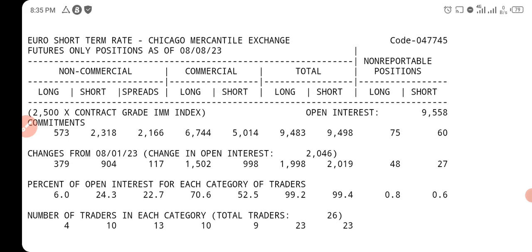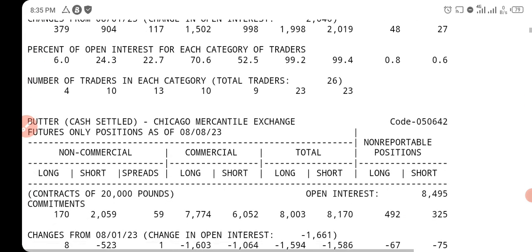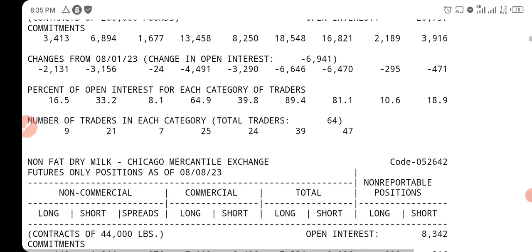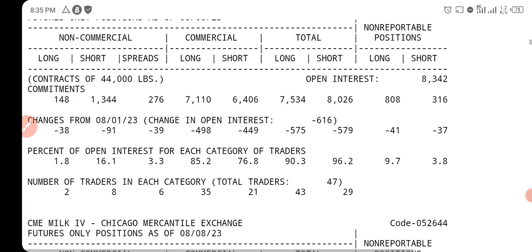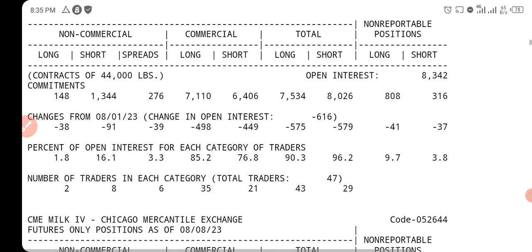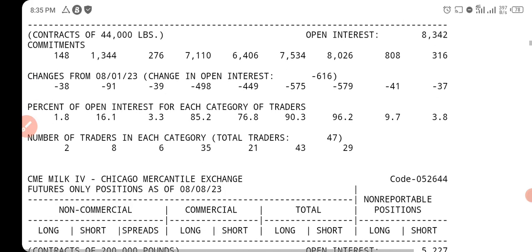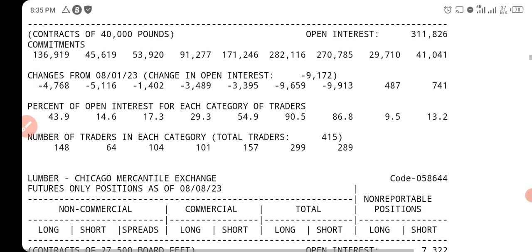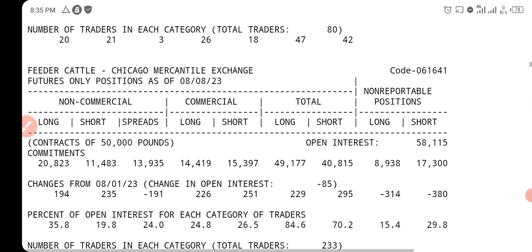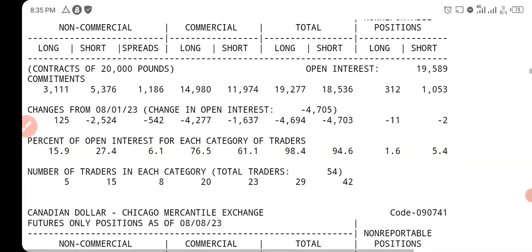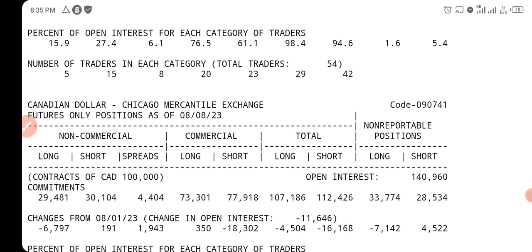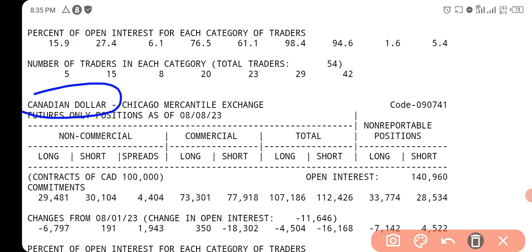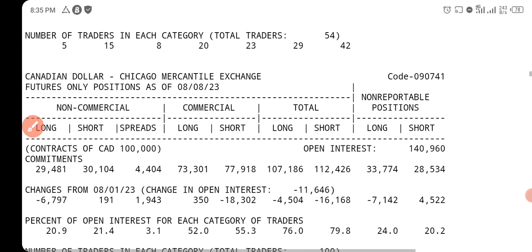Now you can see this is euro short. So let me find the currency pair. This is complicated, but this data is very important. This is sentiment analysis. If you know how to read this raw file, you'll enjoy it. But my students already have the well detailed version. Okay, this is for Canadian dollar. You can see it right here, Canadian dollar. This is for Canada. Now let's look for euro.